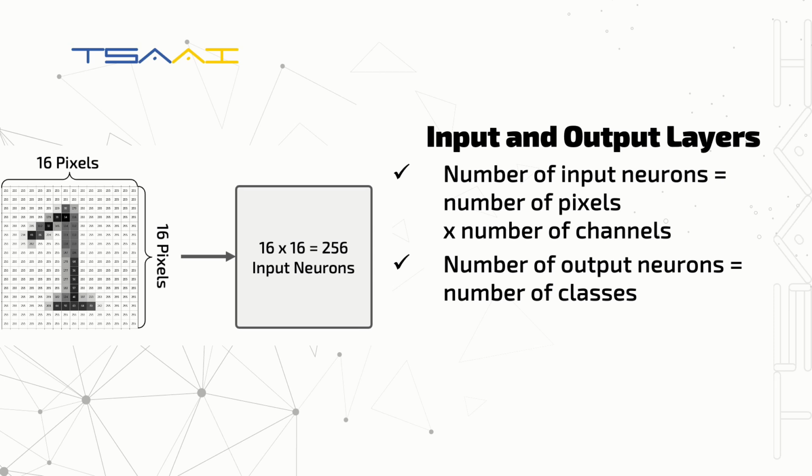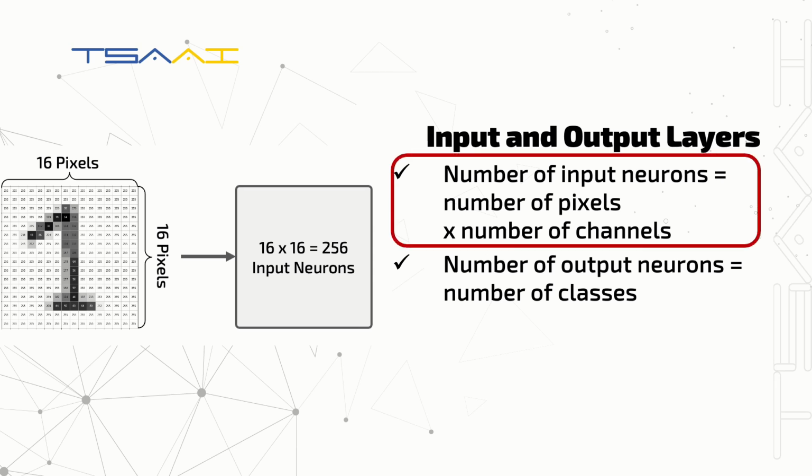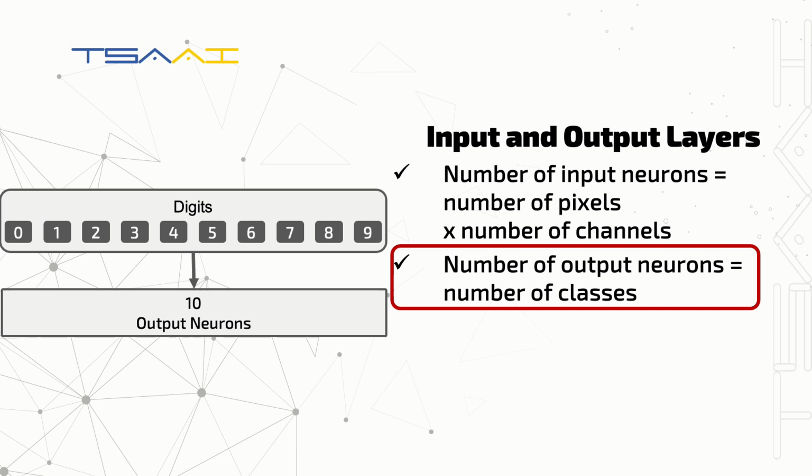We'll start with the input and output layers. In the case of a grayscale image, each pixel value corresponds to an input neuron. Our example image has 16 by 16 pixels, so there are 256 input neurons. The number of output neurons is determined by the number of classes. If the CNN is used to classify handwritten digits as numbers between 0 and 9, it will have 10 output neurons, one for each class.